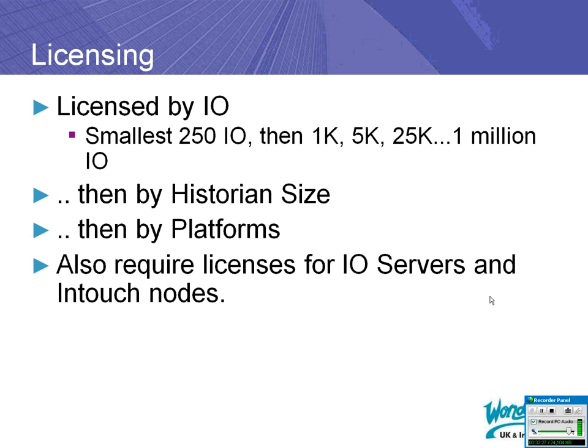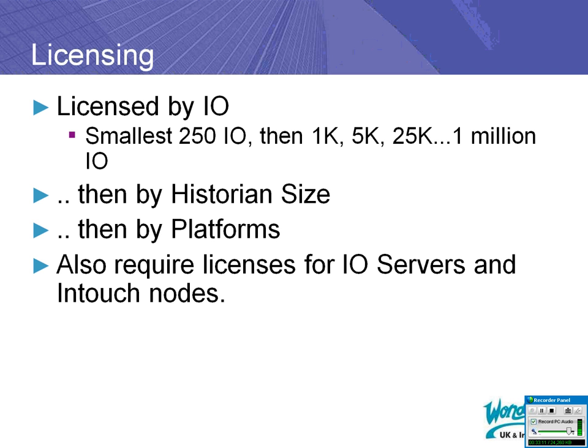System Platform is licensed by a number of factors. Now the first one is I/O. I/O in System Platform talk is the conversations between the System Platform and the devices it's communicating with. That is not physical I/O. The smallest you can buy is a 250 I/O, and it goes right through up to a 1 million I/O system. Within the System Platform, you also specify the historian size, so there are breakpoints for that. So, for example, with a 5K I/O system, you can have a 1K, a 5K, or a 25K historian system.